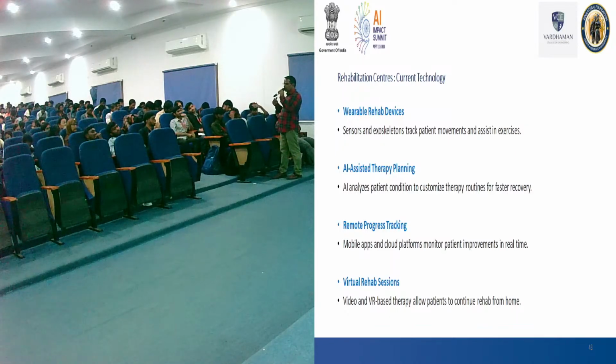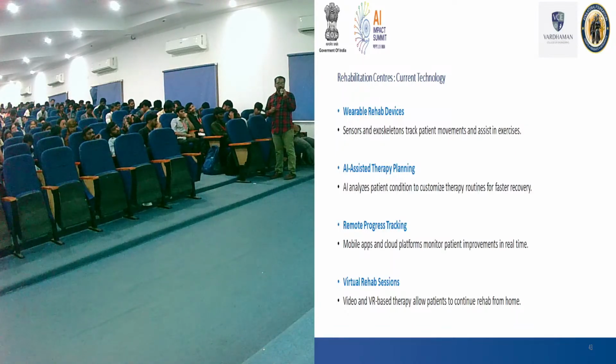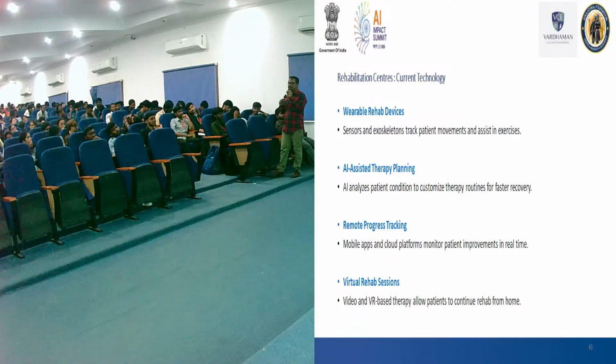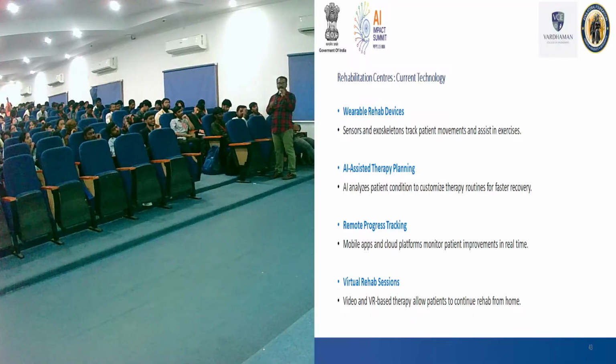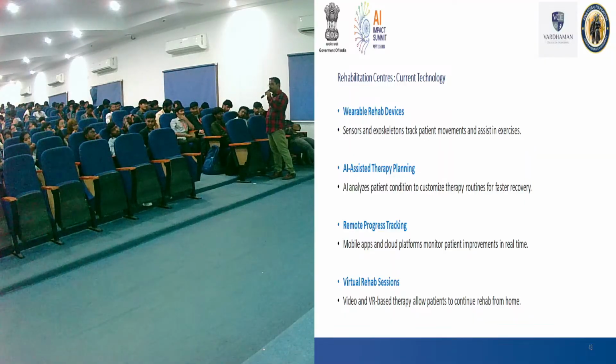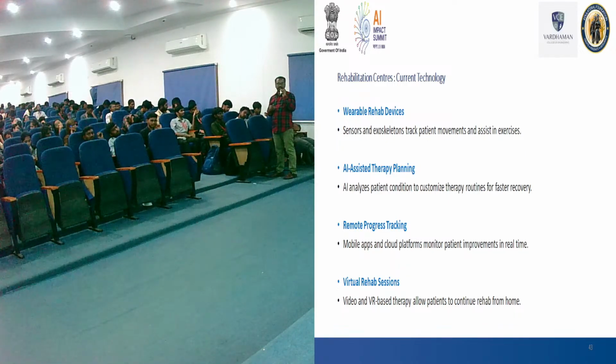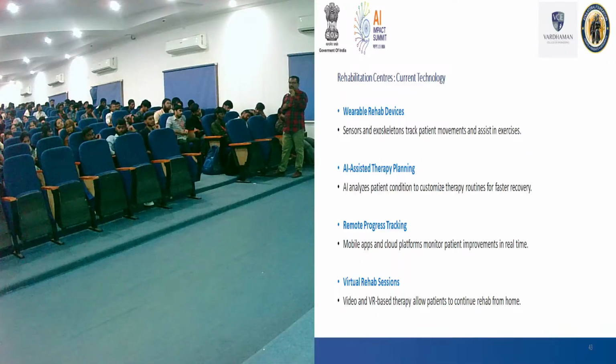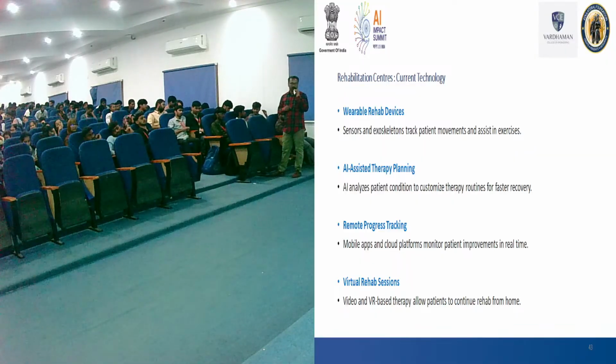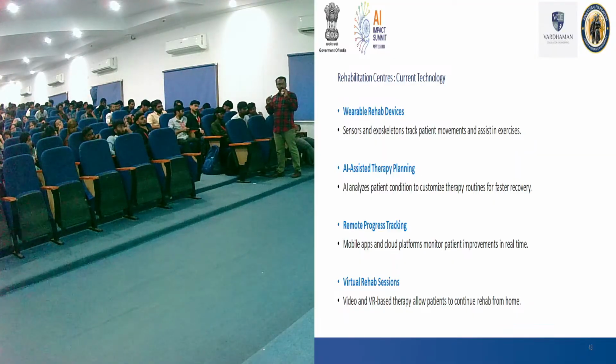AI. What current technology are we using in the rehabilitation sector? Wearable rehab devices, sensors and exoskeletons. Exoskeletons track patient movements and facilitate exercise. So that device helps with some exercise. Suppose you are not exercising regularly, it reminds you that you are missing today's exercise. AI therapy planning: AI analyzes patient conditions and customizes therapy routines for faster recovery. Remote progress tracking: mobile apps or cloud platforms monitor patients' improvements in real time.